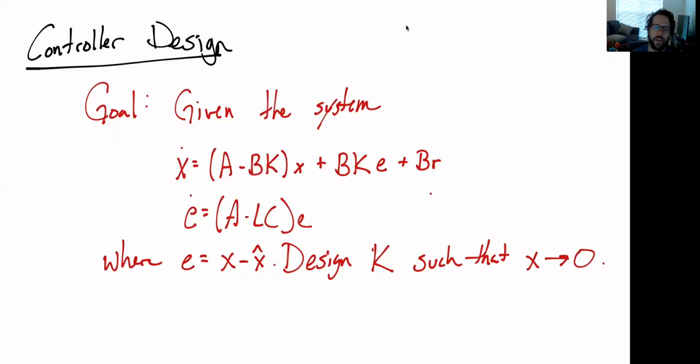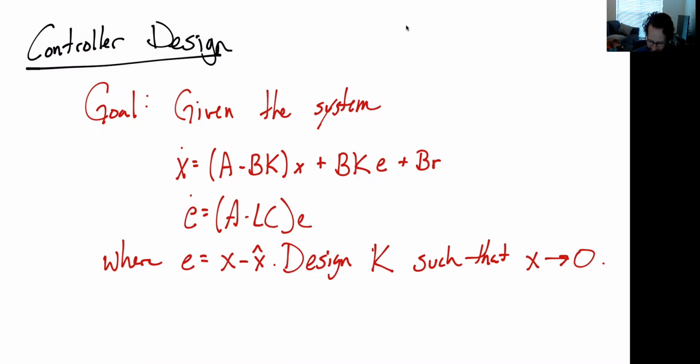All right, so in this video, we're going to talk about controller design, much in the same vein that I talked about observer design last video. So the general problem setup is given this system where we have the dynamics and the state. So X is the state and E is the error, where E is X minus the estimate of our system.